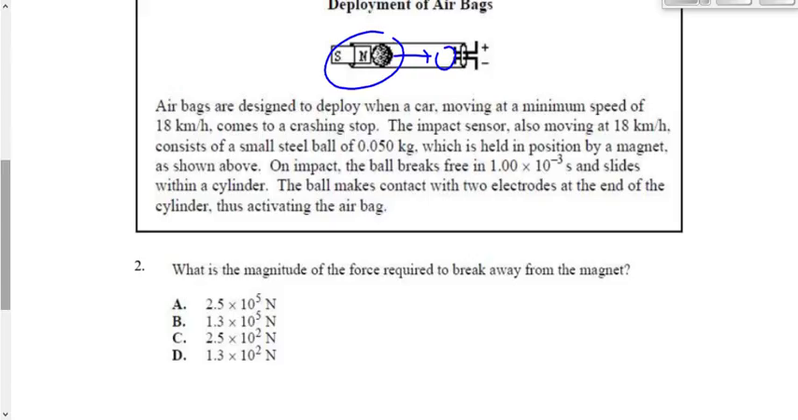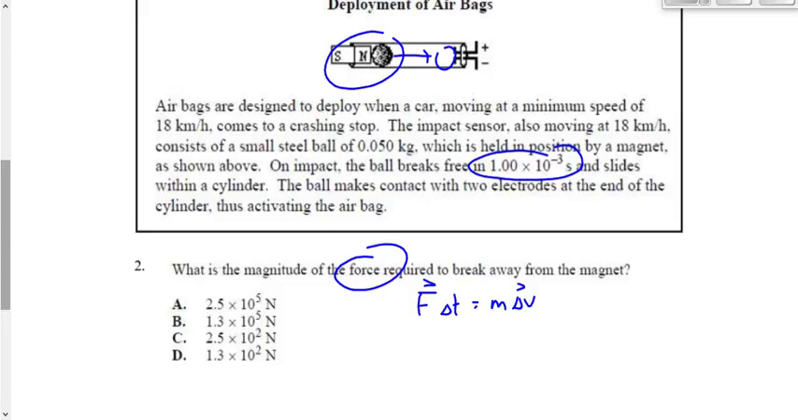What is the magnitude of the force required to break away from the magnet? Well, I see force and I see time. When I see force and time, I typically think impulse. That's my go-to thing. Of course, F is equal to m times a will still work because really that's all impulse is, right? We derive the impulse equation from F is equal to m times a. But usually this is the most efficient way of dealing with it.